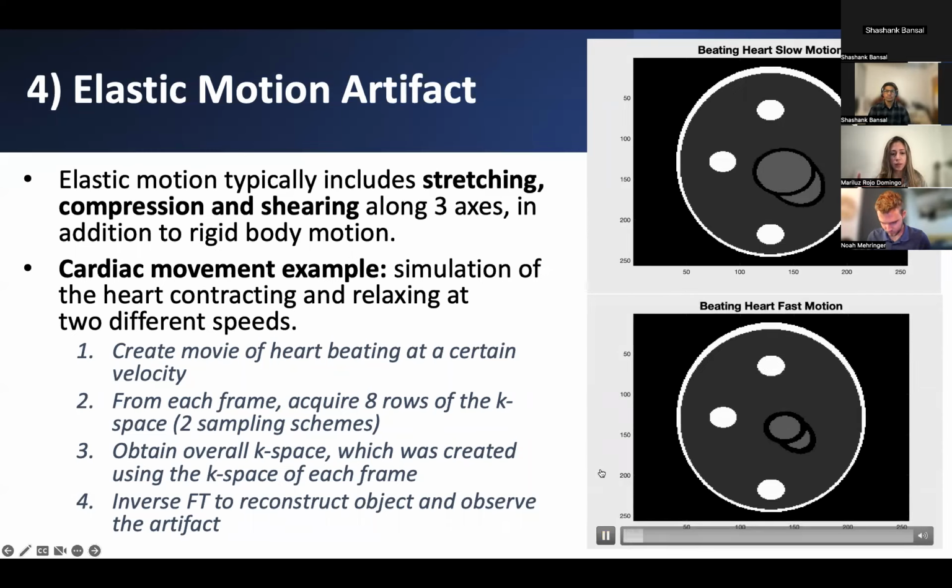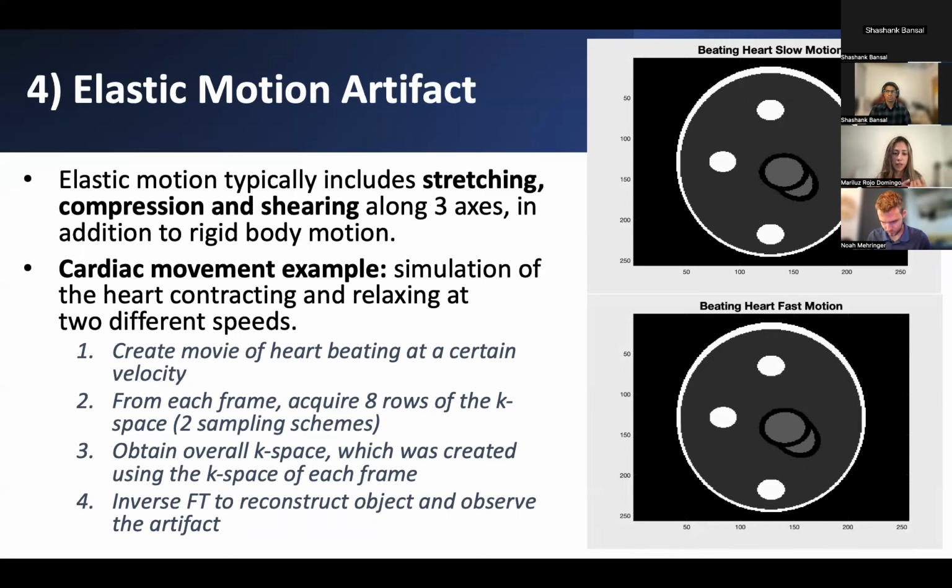Basically, our simulation has 4 steps. We first create the phantom of the heart. Then for each frame, we take a certain number of rows in the K-space, and then we have a final K-space image that has rows from every frame, and then we use that final K-space to reconstruct the image with the inverse Fourier transform.